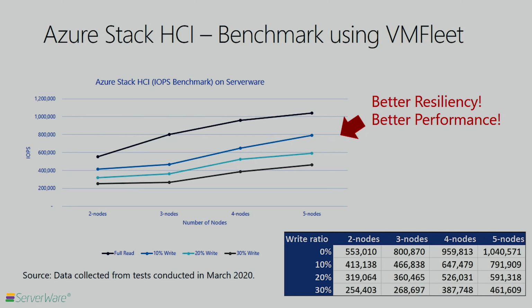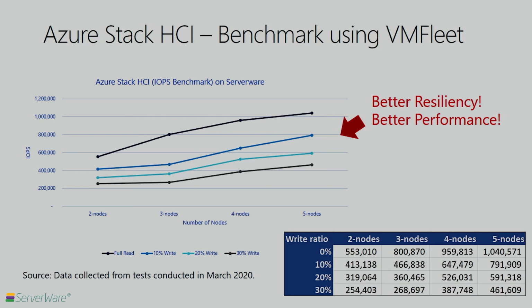Based on our internal tests, which we already did back in March, you look at the numbers when we are starting from 2 nodes. Based on the read-write numbers, you can observe the bottom right table. When we have all reads, that means 0 write ratio, we can see on 2 nodes we are churning out about 550,000 IOPS. When we move up to 3 nodes, that is where the numbers jump. With 4 nodes and subsequently 5 nodes, you actually can achieve over 1 million IOPS.